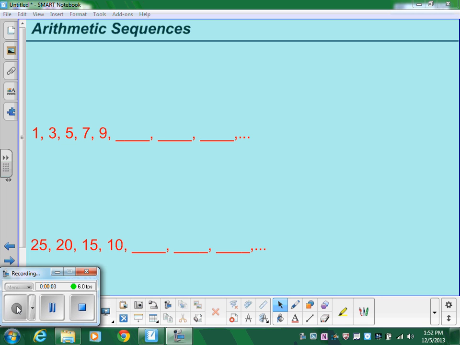In this video, we're going to talk about one of the two special kinds of sequences that we will be focusing on this school year. Let's take a look at this first example. Can you identify the pattern in this series of numbers in the sequence that's here?